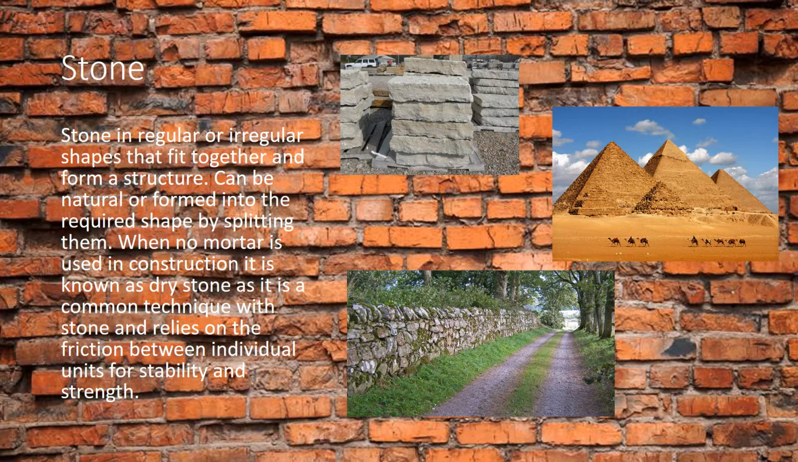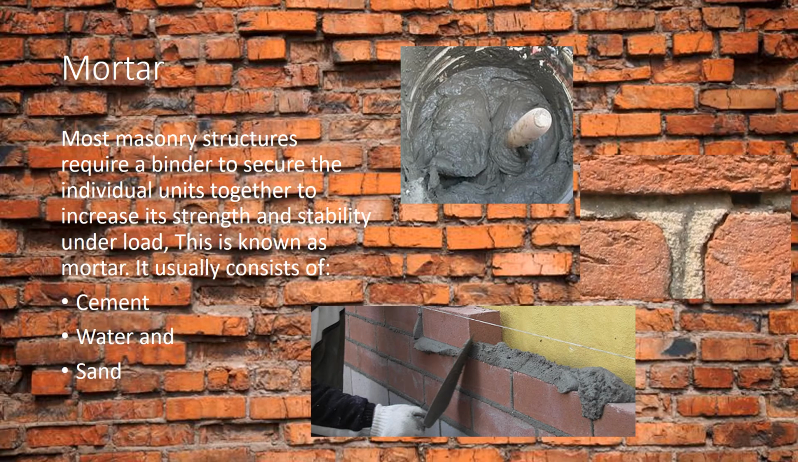Stone comes in regular and irregular shapes that fit together to form a structure. Not as common in modern structures, however, in the past was used extensively. There was typically no mortar and it relied on the friction between units to provide stability and strength. Most masonry structures require mortar, which acts to bind and secure individual units together, increasing the strength and stability. Mortar typically consists of cement, water, sand and other additives.